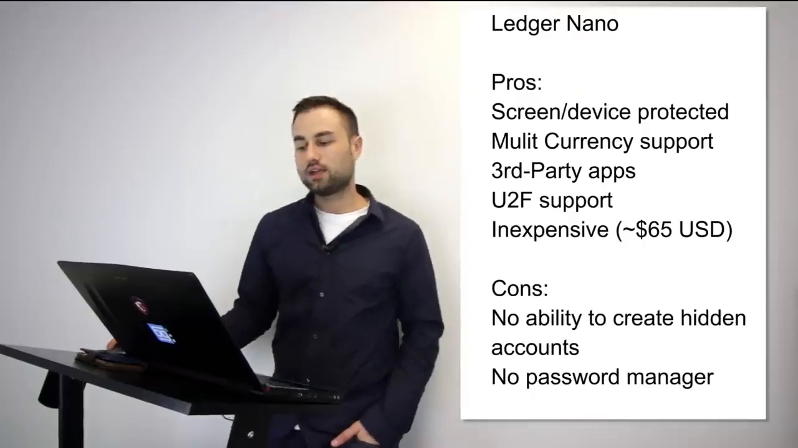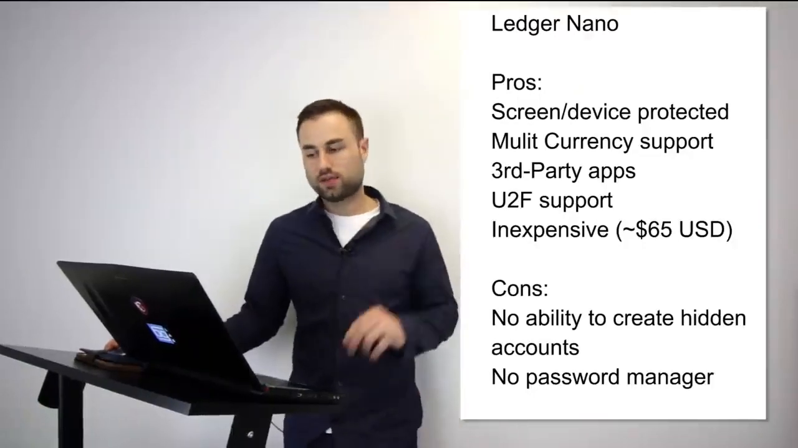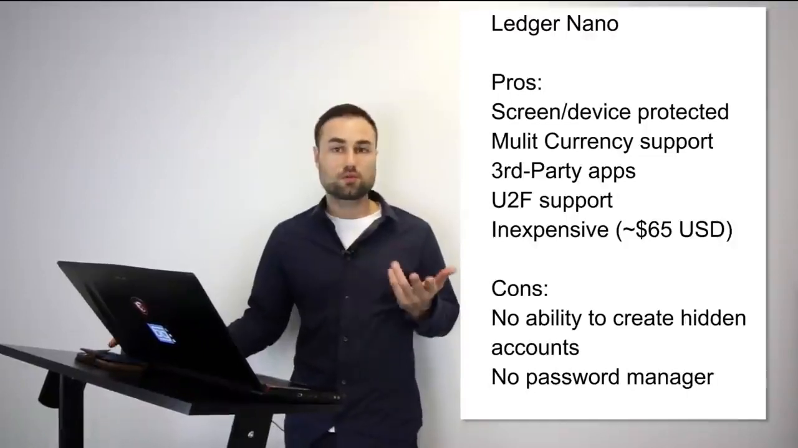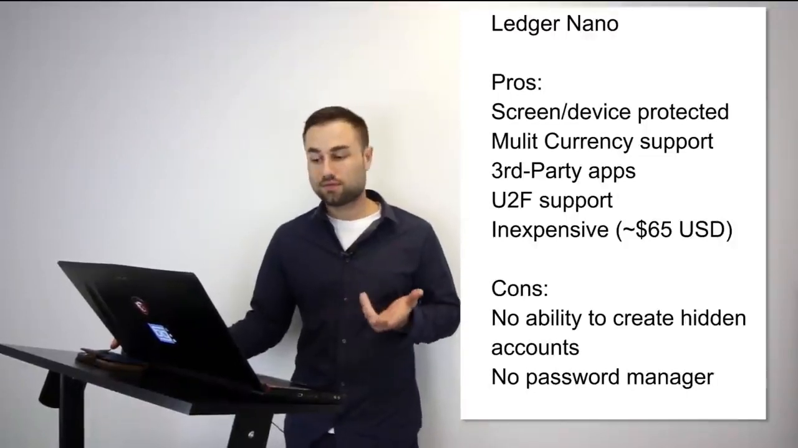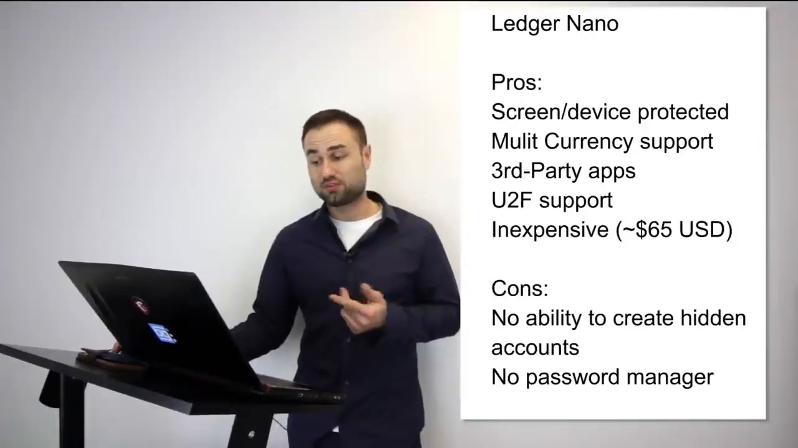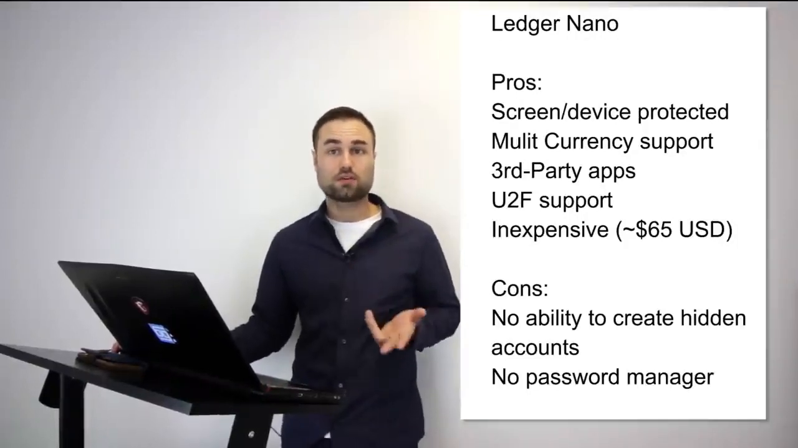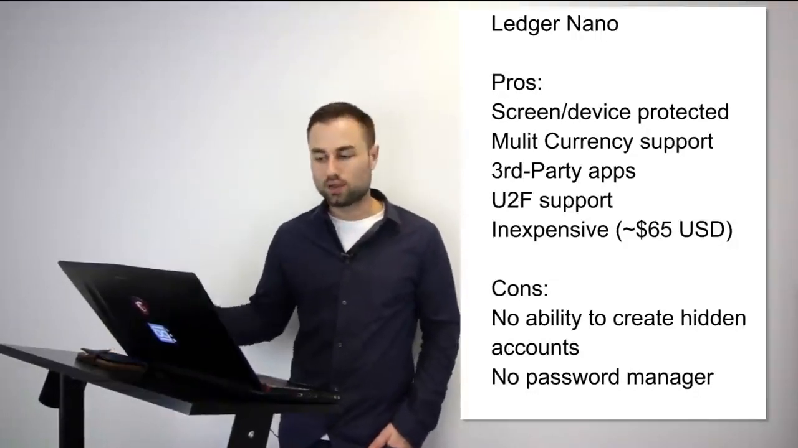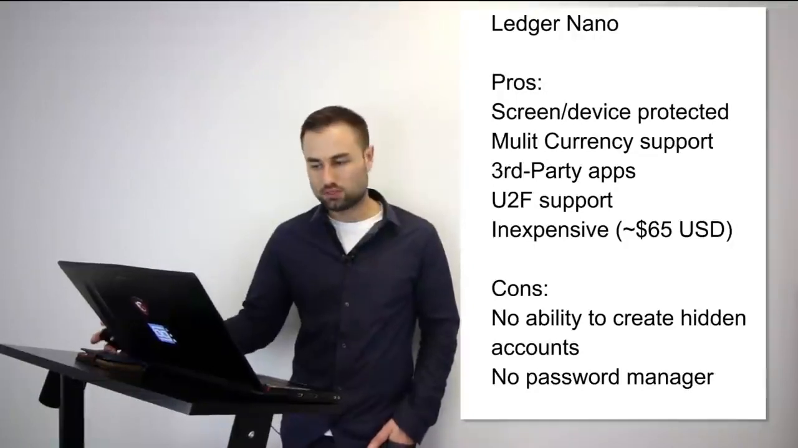So the Ledger, it has amazing feel to it. It's multi-currency support. It has third-party apps that you can remove from the device. It has UTF support, and it's quite cheap, to tell you the truth. It's only about 65 US compared to the other hard wallets. The cons are this: not as advanced as the other hard wallet, no ability to create hidden accounts, and no password manager.